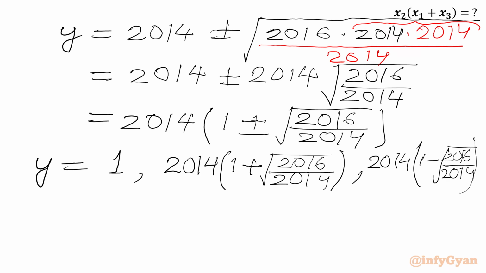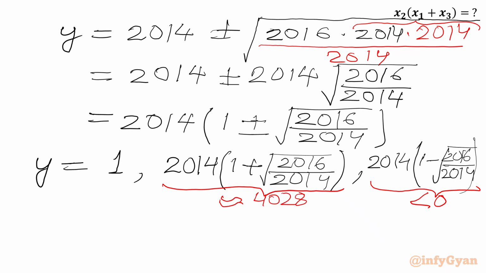Now if we check our values, 2016 over 2014 is slightly greater than 1. Square root of a number which is greater than 1 would be greater than 1. So here we are going to get a negative quantity. What about this? This is 1 plus a number which is 1 point something, so that would be approximately double of 2014. So I will write 4028 approximately. And here we have 1.